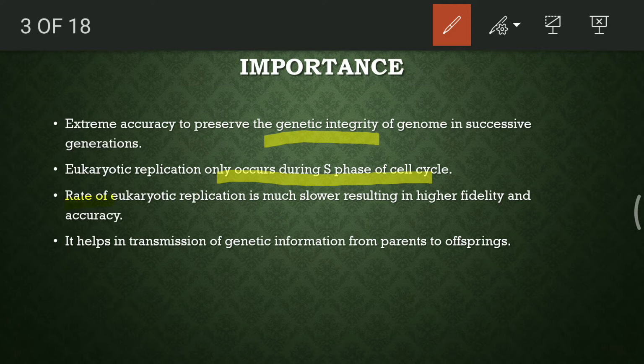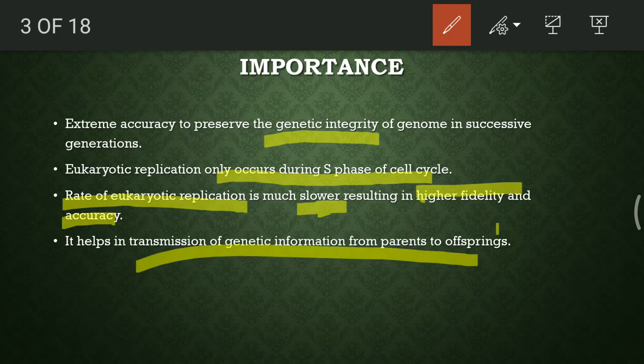The rate of eukaryotic replication is much slower, and because of that, very high accuracy is maintained. So a high level of accuracy is there in the strands which are formed. This also helps in transmission of genetic information from parents to offspring. That is it. Half of the parental strand is retained, so it is definitely forwarding the parental information to the next generation.